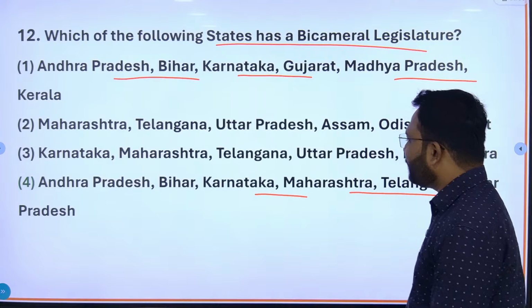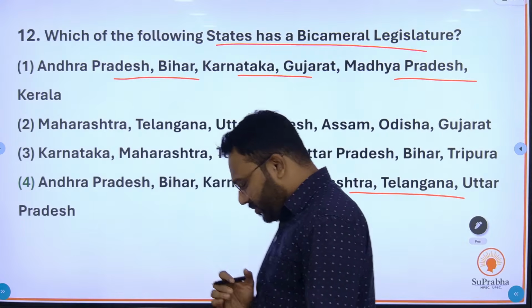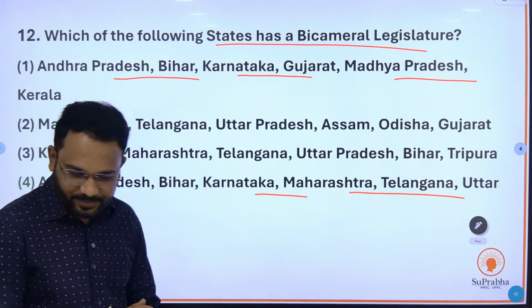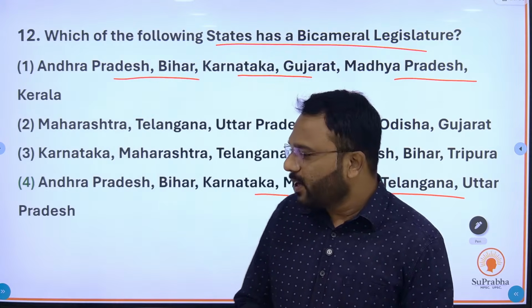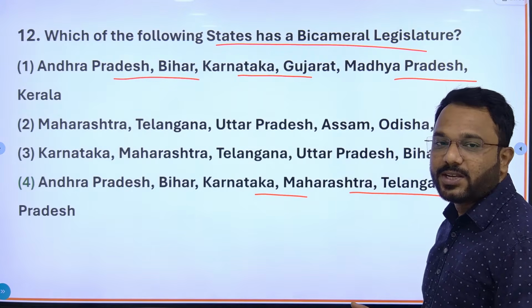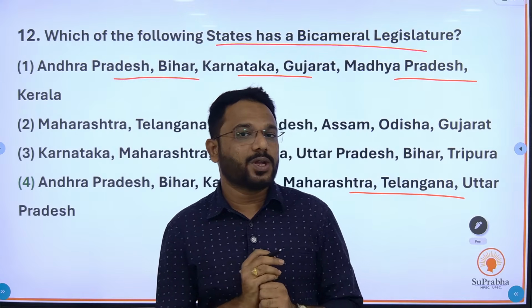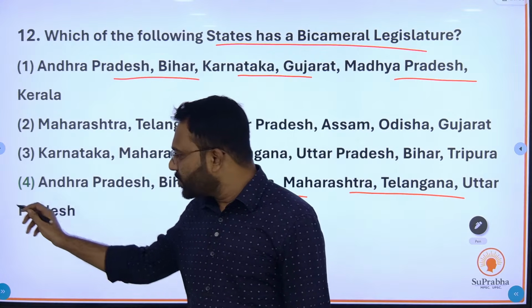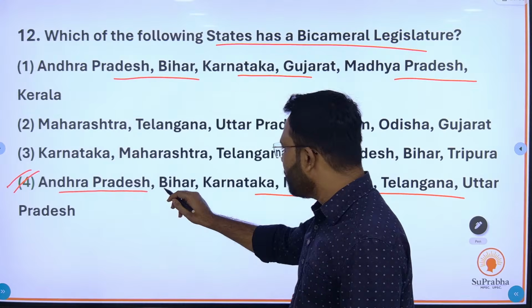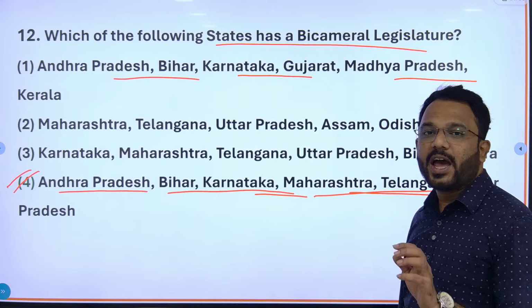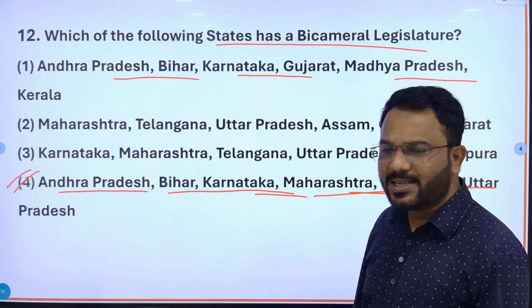बघा बघा, बरोबर उत्तर द्या. काय? So in this question, they have asked which of the following states have a bicameral legislature in our Indian Union? And the right option is option number 4. Andhra Pradesh, Bihar, Karnataka, Maharashtra, Telangana and Uttar Pradesh have a bicameral legislature.